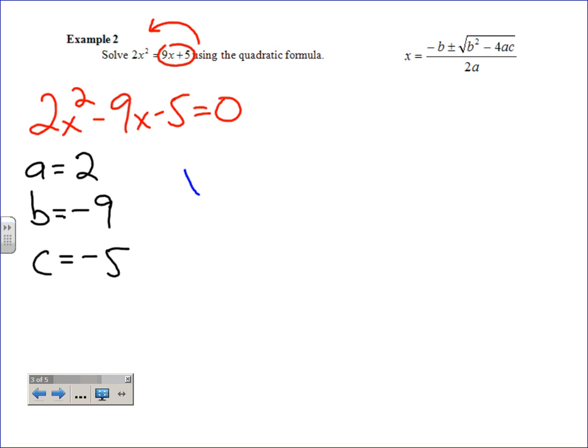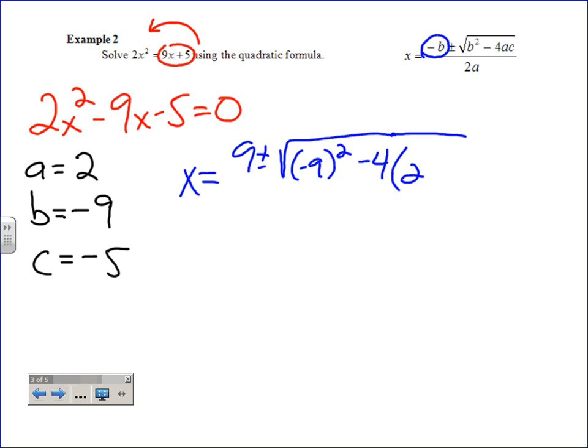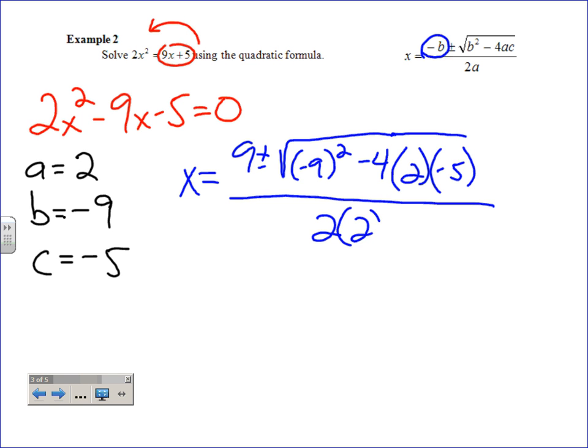So here we go. X equals... Well, that says the opposite of b up here. Well, if b is -9, what's the opposite of that? Yeah, +9. Very good. Plus or minus the square root of -9 squared. That, in this case, is a very good place for you to make a mistake if you are a little bit too calculator dependent. Okay. And then -4 times a, which is 2, times c, which is -5, all divided by 2 times a, which is 2.